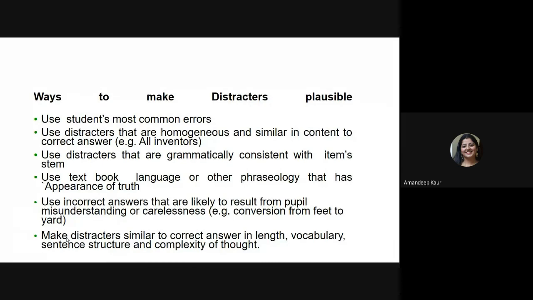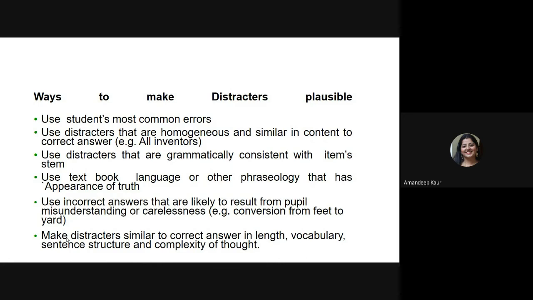Another important thing that we need to consider in alternate test items is how to make distractors plausible. The very first is, whenever the teacher is assessing the performance of students on a formative basis, the teacher comes to know the common errors produced by the group of students. Those errors can become distractors of your statement. When the teacher is designing distractors, they must be homogeneous and similar in content to the correct answer. Use distractors that are grammatically consistent with the item stem to avoid any ambiguity in the given statement.